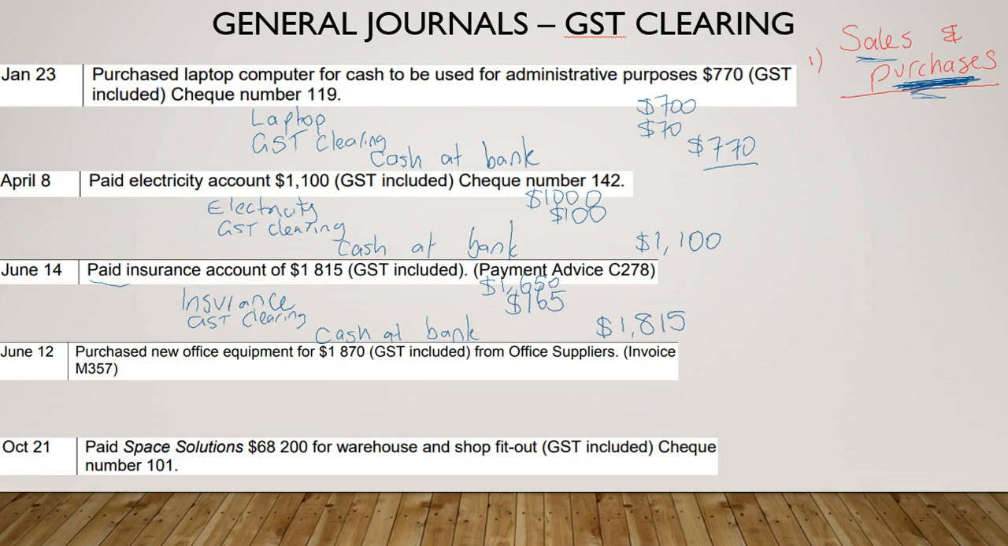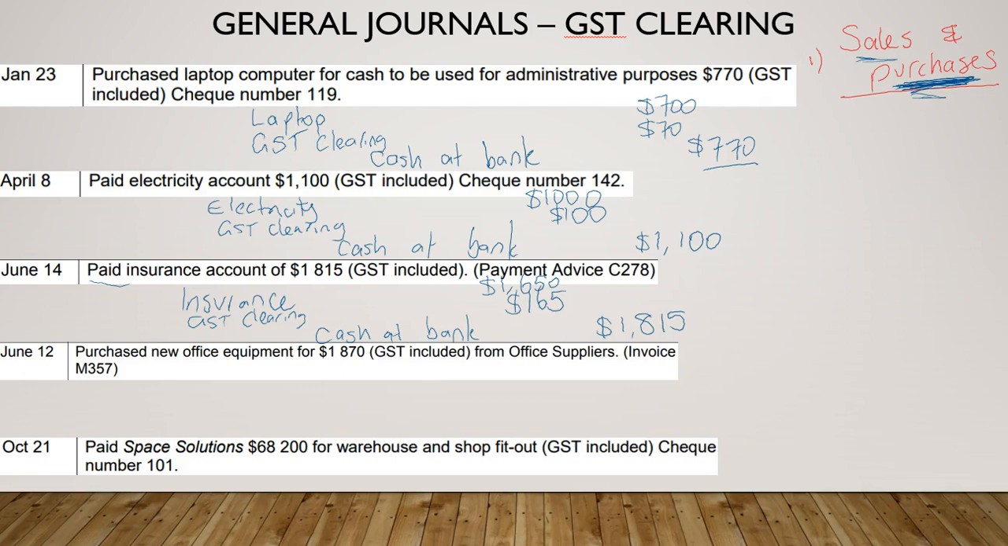Okay, so at the end of the day, things like the insurance and the electricity, they're going to go on the profit and loss. And so we're just taking the GST out of it, so it's not included in our financial statements. Okay, we're literally grabbing all the GST and taking it out now so that we don't have a skewed view of how well the business is going.